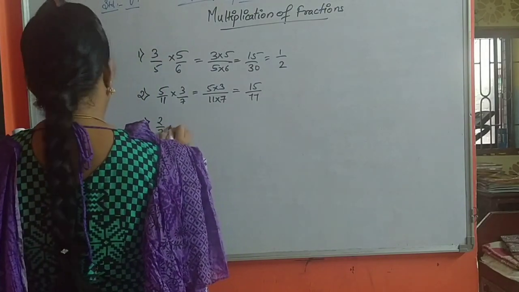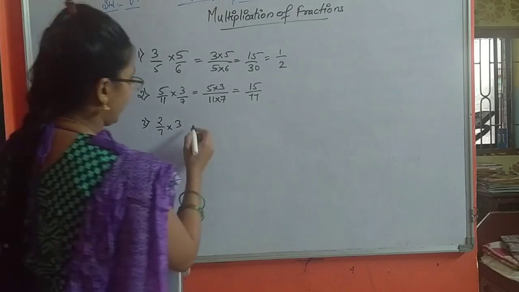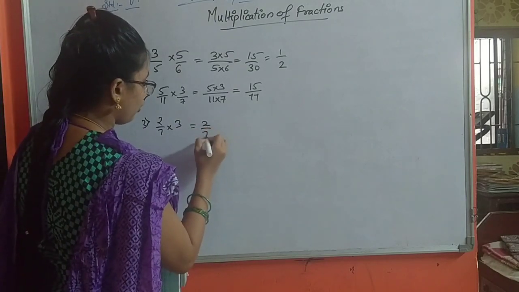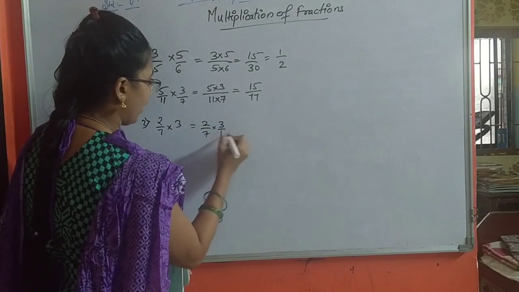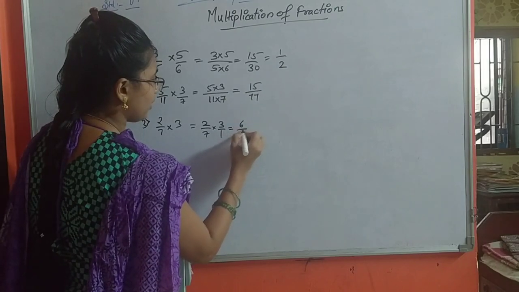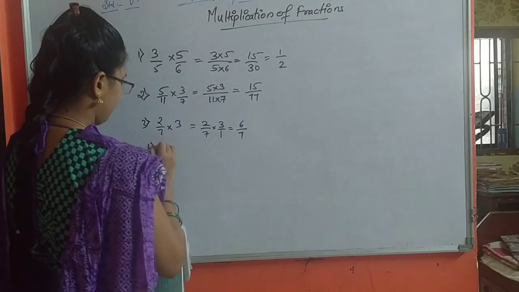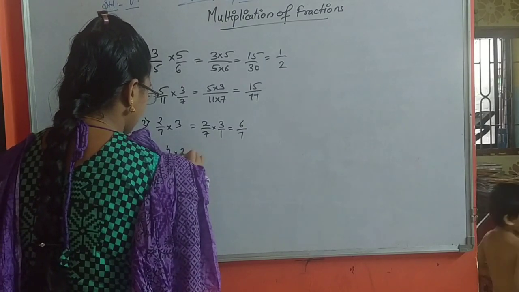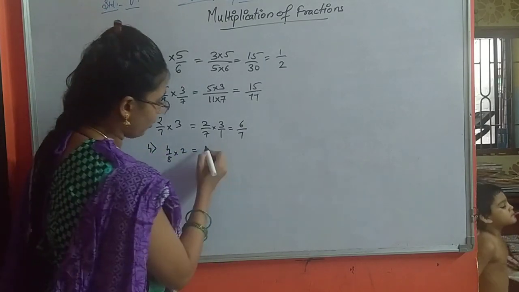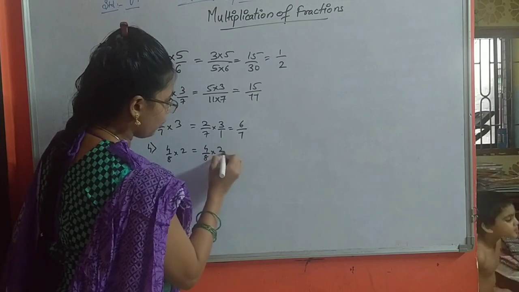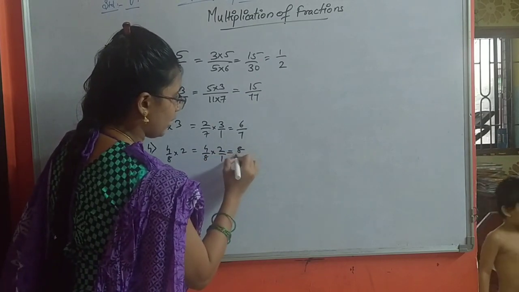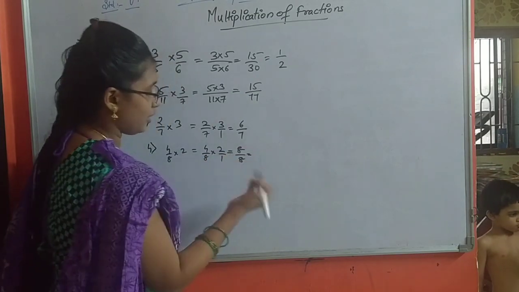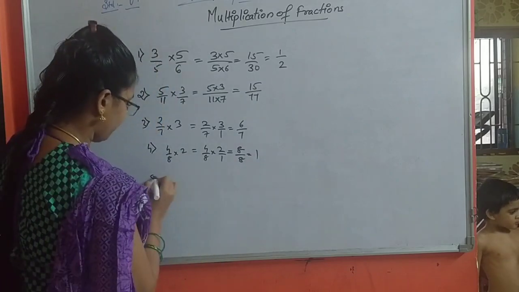2 upon 7 into 3. Here 3 is not having any denominator. So we'll put it as 1. So 2 into 3 is 6, 7 into 1 is 7. Next one we have is 4 upon 8 into 2. Again 2 is without any denominator, so 2 upon 1. 4 twos are 8, 8 ones are 8. 8 divided by 8 is 1.